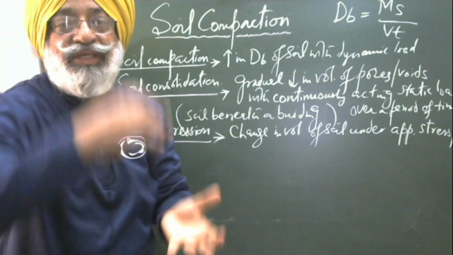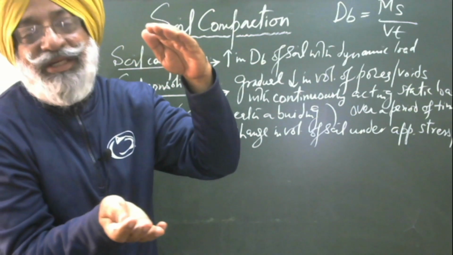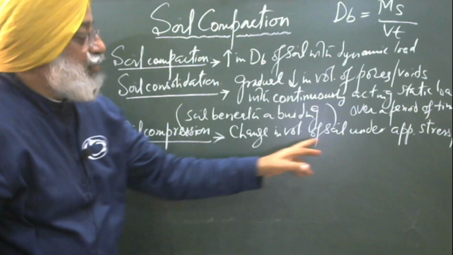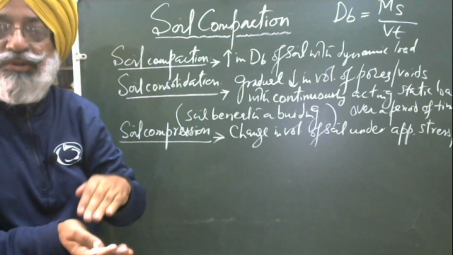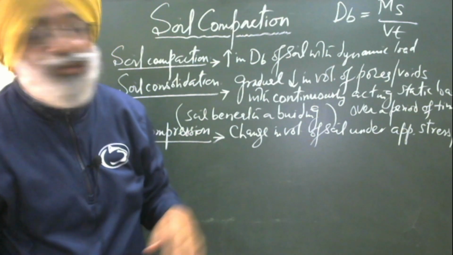So when you say decrease in total volume of the soil, then you might have compressed the soil solids. So here change in volume of the soil means you are compressing the soil solids, and you are also reducing the volume of the pores.